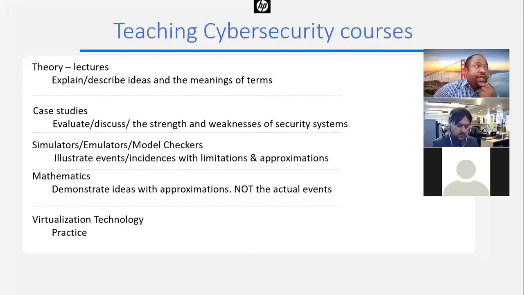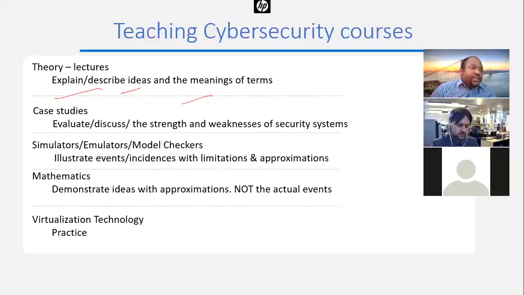For example, we use theory lectures to explain and describe ideas and the meaning of terms. We use case studies to discuss, and sometimes to evaluate, for example, the strengths and weaknesses of security systems. Sometimes we use simulators, emulators, model checkers, for example, to evaluate or verify the accuracy of a security protocol. We can only use these to illustrate events, with limitation of approximations. And sometimes we use mathematics as a tool to demonstrate ideas, for example, in cryptography or in applied cryptography.